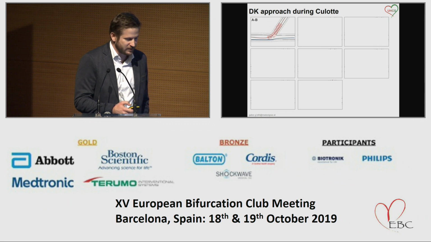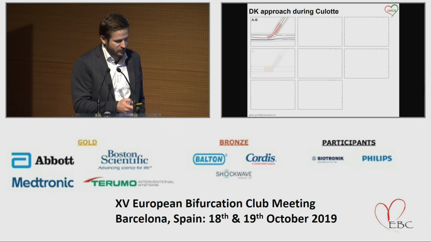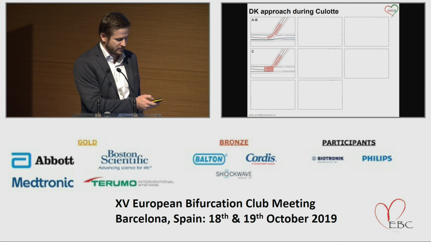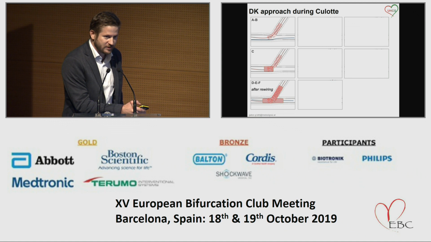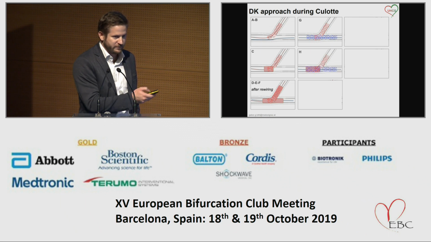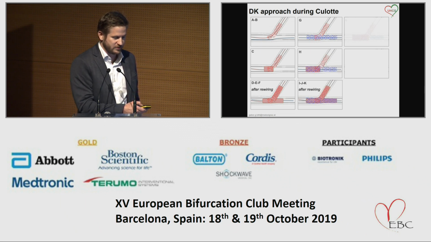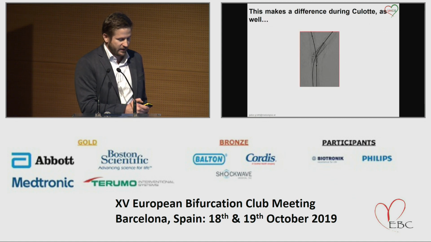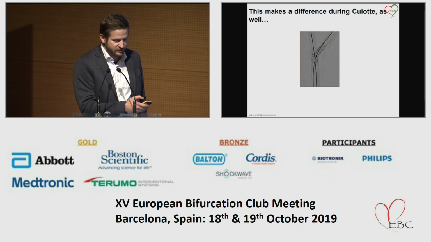And what we did was nothing else but performing the inverted Culotte and adding this step. Adding this first kissing dilation just prior to placing the stent in the main branch, and before and after, the whole procedure goes exactly like a regular Culotte technique. And as you can see on this image, this is what we did.